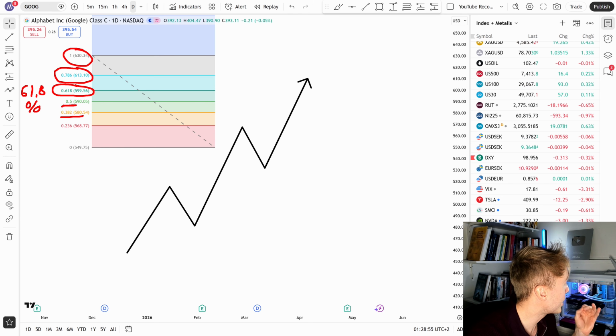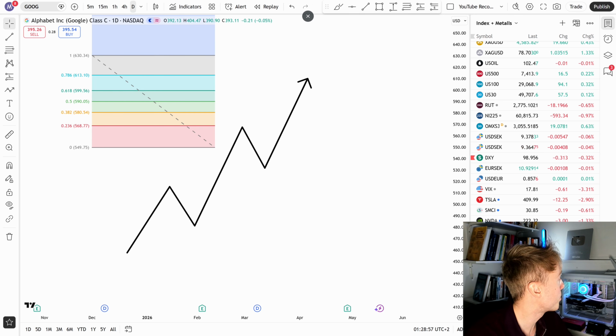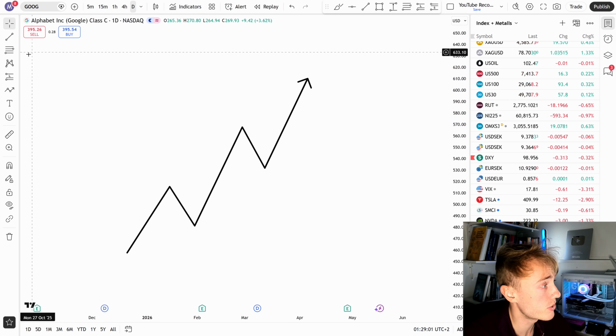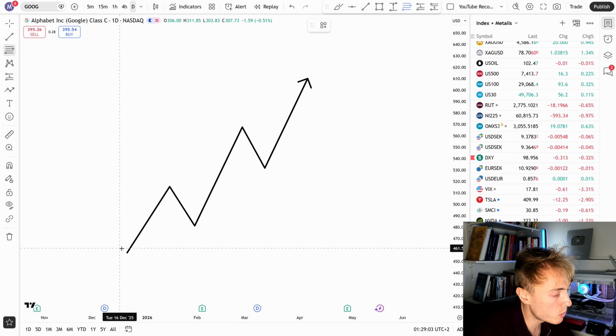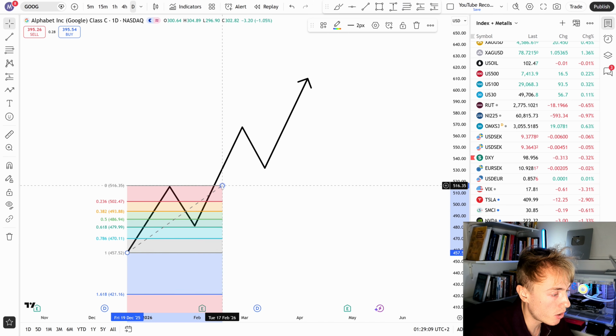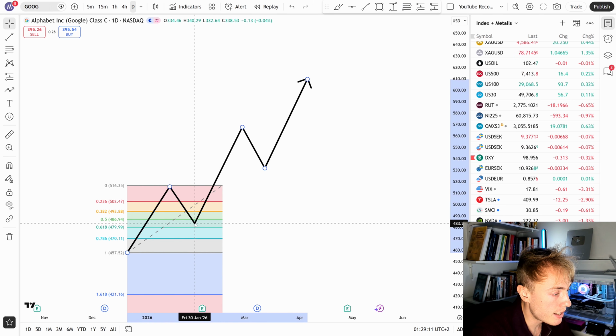So remember, I said that wave 2 usually pulls back around 0.5 to 0.618. So what we need to do here is anchor the Fibonacci from the low of wave 1 to the high of wave 1. And now what the Fibonacci basically measures is how deep is this pullback. And as I said, this pullback is usually around 0.5 to 0.618. So this one usually goes somewhere in between here.